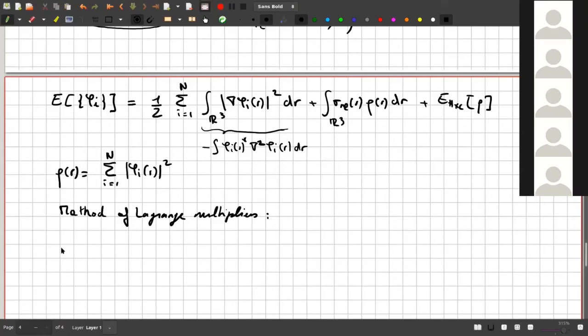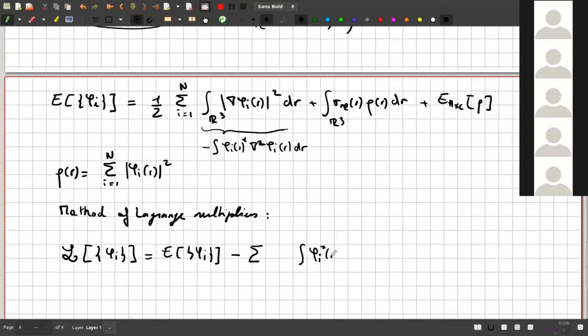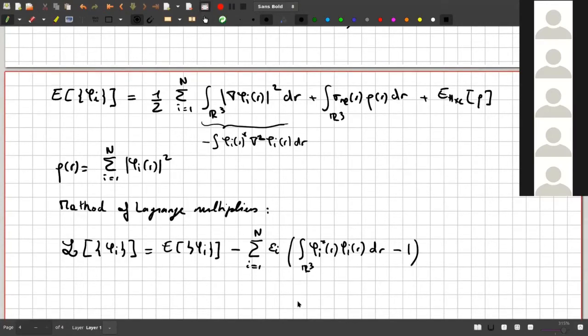So it means that I introduce a Lagrangian, which is also a functional of the orbitals. And then I have the expression that I want to minimize. But now I add the constraint that the integral of phi_i star phi_i over R^3 is equal to 1, or minus 1 equal to 0. And the Lagrange multiplier associated to this constraint, I will call it epsilon_i, and I have n such constraints. I also assume that you know the method of Lagrange multipliers.